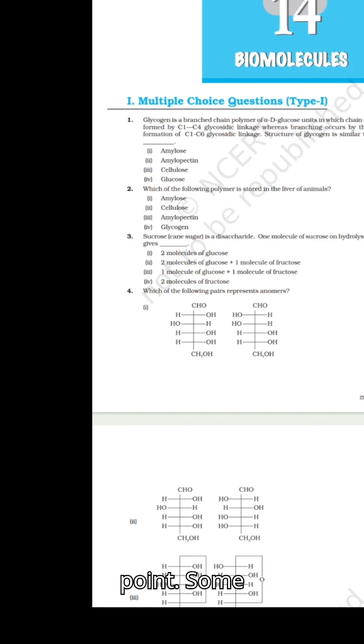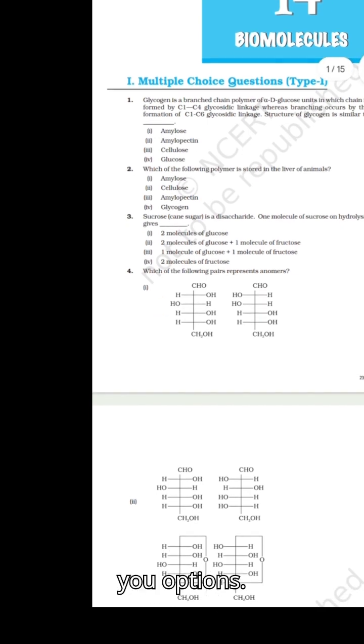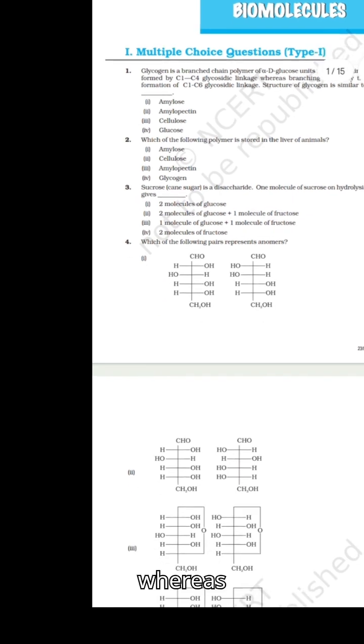Some questions may also ask which one is the odd one. They will give the options amylose or starch, cellulose, like that. So amylose or starch is also a polymer, and cellulose is also a polymer, but amylose or starch is a polymer of alpha D glucose, whereas cellulose is a polymer of beta D glucose, and those two are not correct options for this question. Finally, the fourth one is glucose. Glucose is a monomer, not even at all a polymer here.